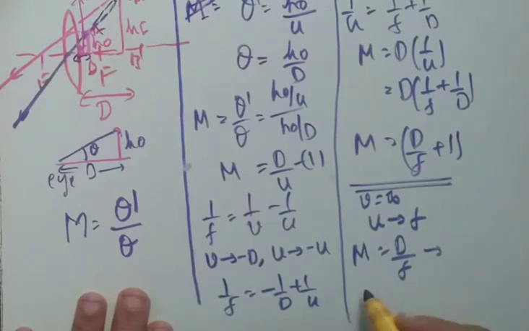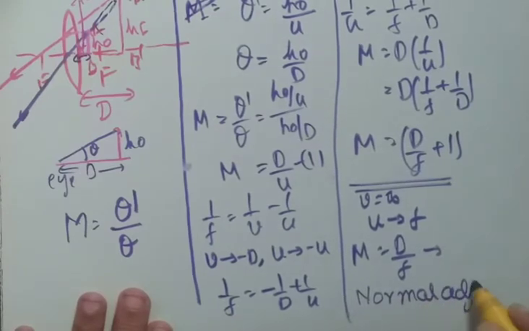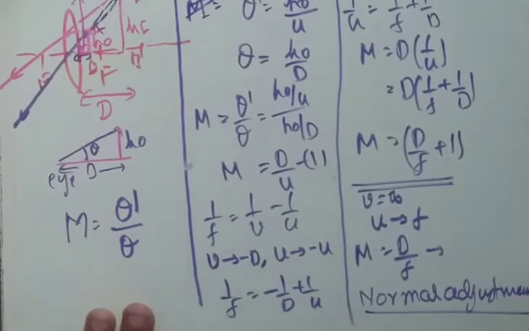When image is at infinity, we say the microscope is in normal adjustment. Usually this is what we write for almost all the optical instruments, because at normal adjustment strain on the eye is less, and also loss in magnifying power is not much, because in d by f plus 1, only plus 1 is there. That's not a big thing. Therefore we try to adjust the simple microscope in normal adjustment only. This is the derivation for expression of angular magnification of simple microscope.